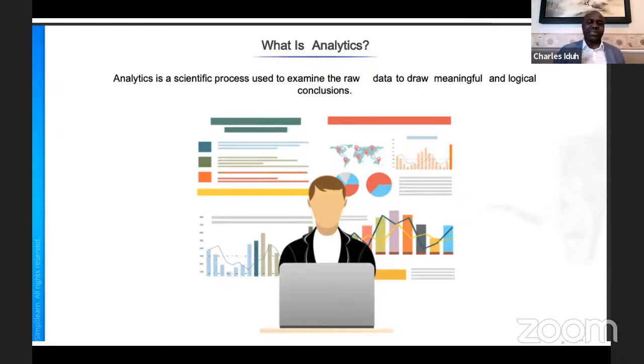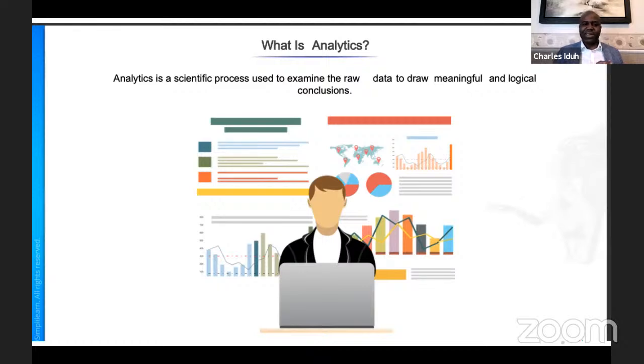Analytics is a scientific process. Please watch that word. It is scientific. It is not mental. It is not something you wish. It is not common sense. It is scientific. In other words, it's been proven, it's been tested, okay? And it has results. It's a scientific process used to examine the raw data to draw meaningful and logical conclusions.